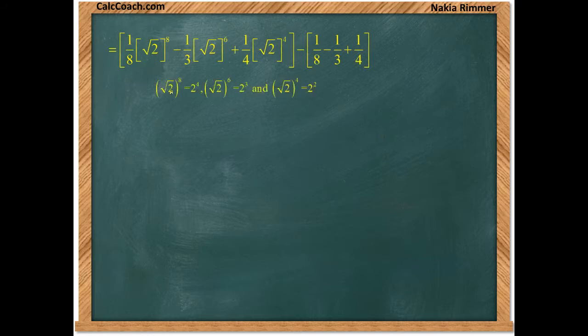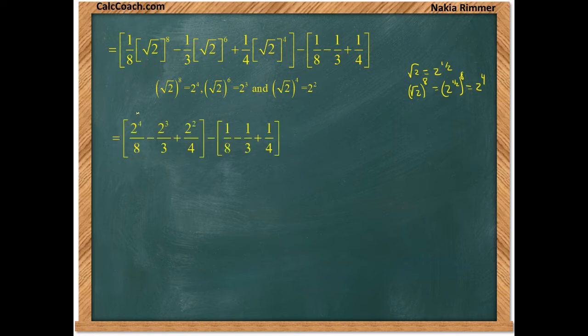So it turns out that root 2 to the 8th will be 2 to the 4th. Think about it. Since root 2 is 2 to the half, when we go to raise it to the 8th, we'll have 2 to the half, to the 8th. You can multiply the exponents and you'll end up with 2 to the 4th. Similarly, 2 to the 3rd when we have root 2 to the 6th, and 2 squared when we have root 2 to the 4th. So we're going to replace these guys and put them over the denominator that they go with. 2 to the 4th goes over the 8, the 2 to the 3 goes over the 3, and the 2 to the 2 goes over the 4.